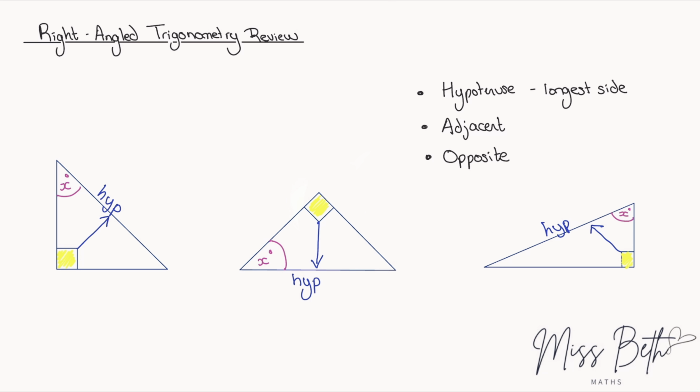So let's start with the opposite, okay? The opposite, the clue's in the name, it is opposite the angle, okay? So opposite the angle, okay? So we'll call that the op. Okay, which then means the final side of the triangle must be the adjacent. Okay, so we can abbreviate this to adj. Okay, really important to do this each time.